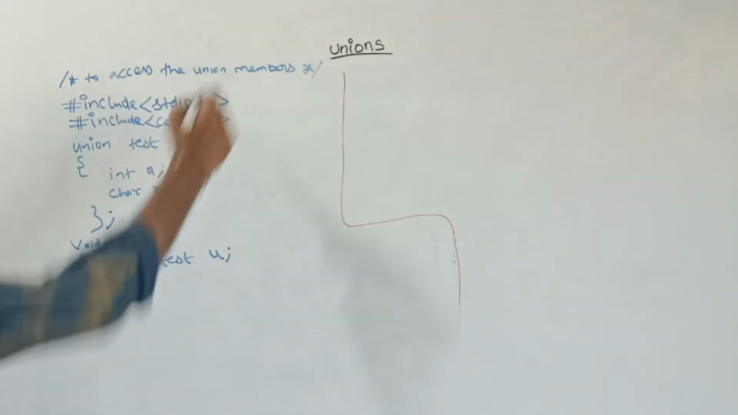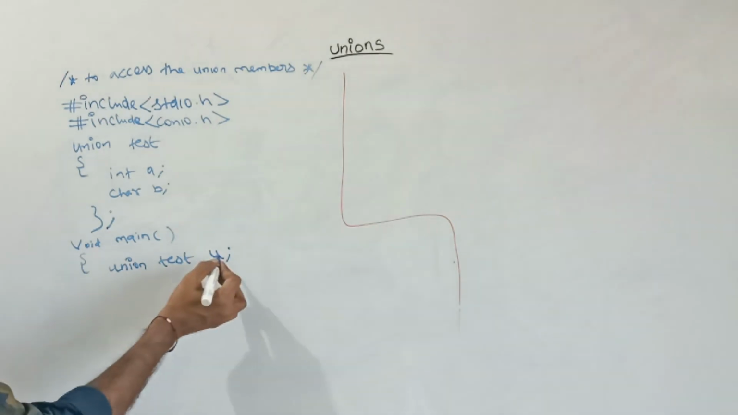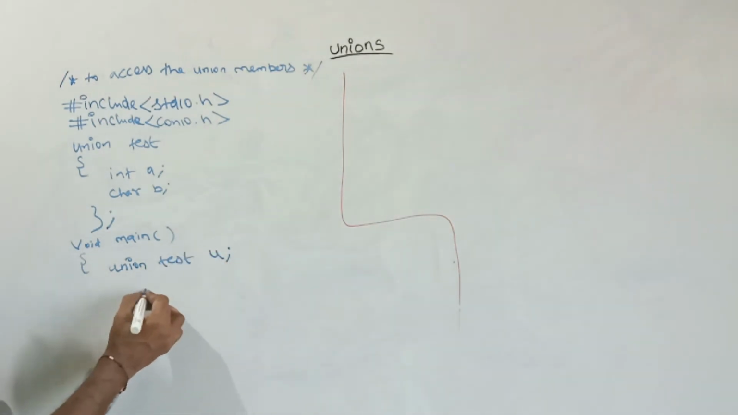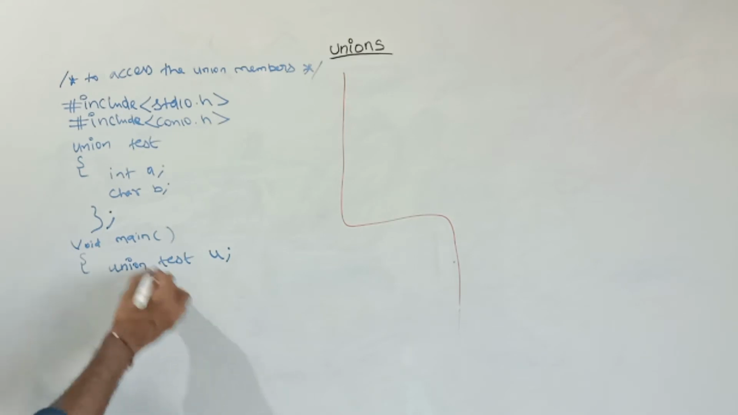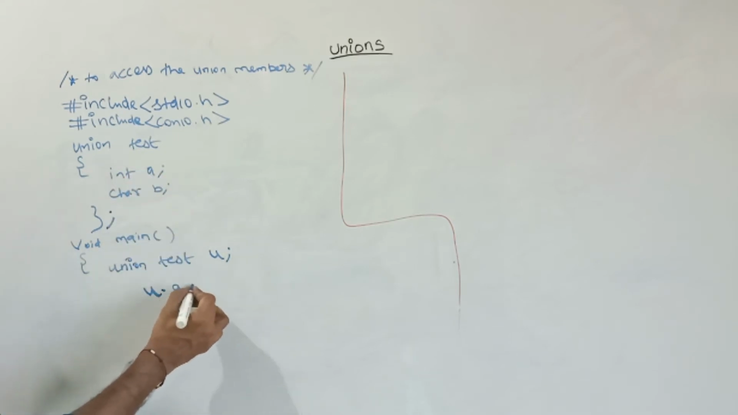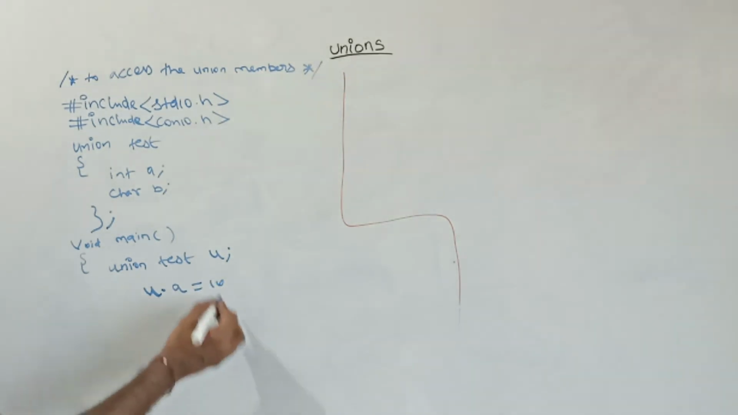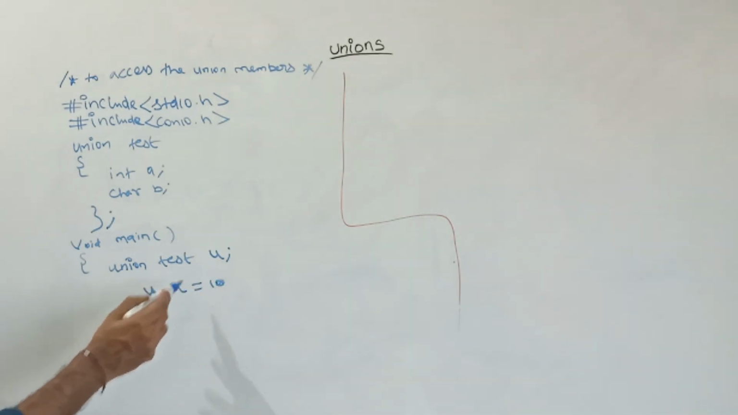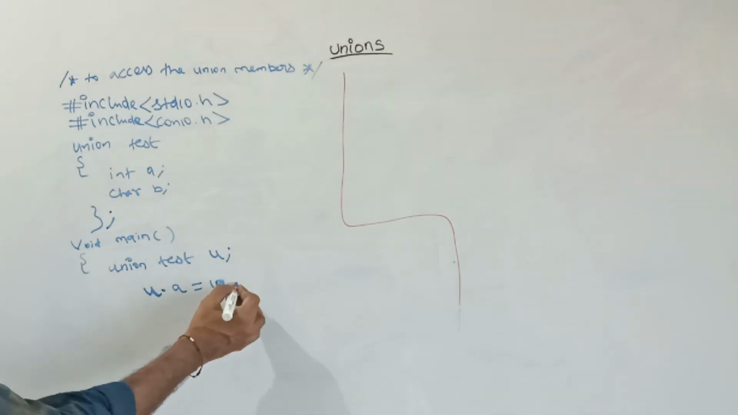We can access the union members by using this union variable U dot. Next, here you should use this dot operator. Next, inside the member, A is equal to 10. If you are giving it like this, then 10 will be stored to U dot A. At a time only a single value we should give. We can access it like this.